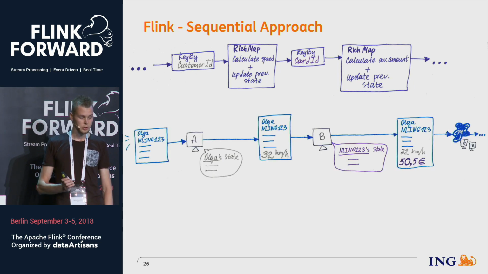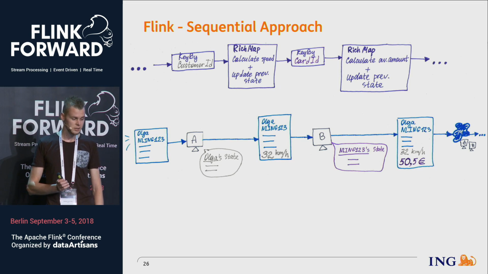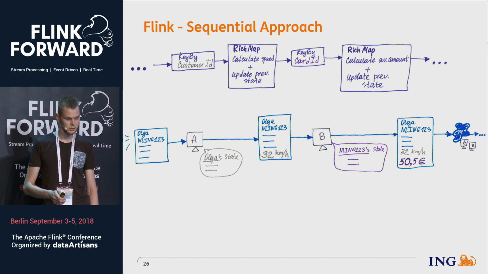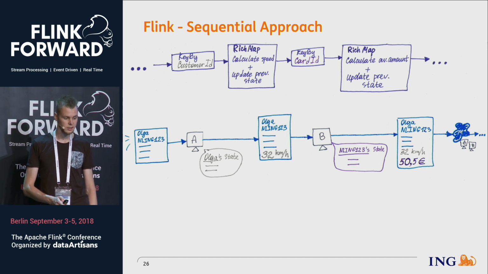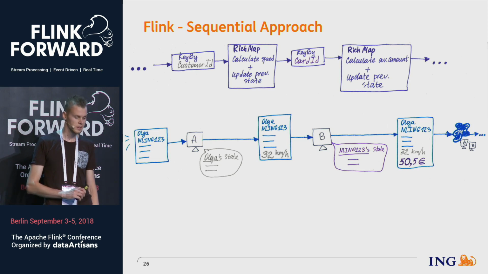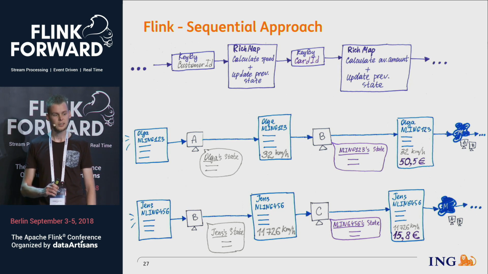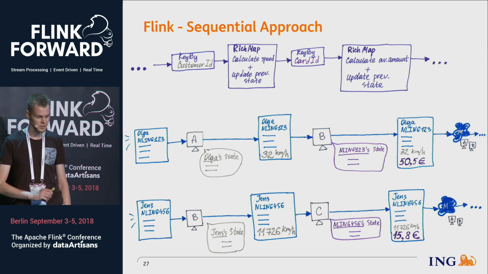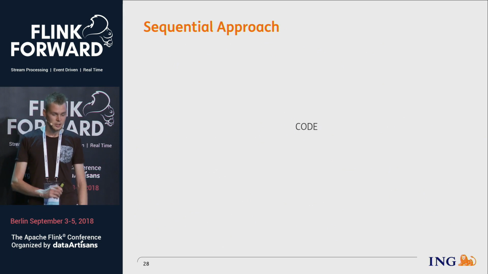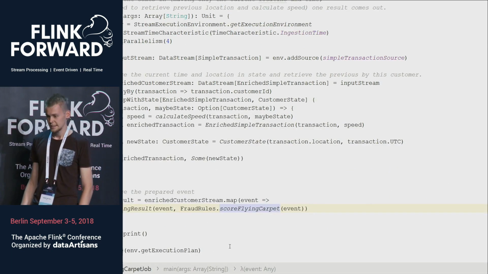So if, for example, Olga does a PIN transaction, then as before, first it lands on node A, where the speed is calculated, and after that it obtains a different key, so then it's at node B, and there the average transaction amount is determined. And then the model is scored again. The same thing happens for Jens, who is still not allowed to do his ATM withdrawal. So let's look at how this job would look.